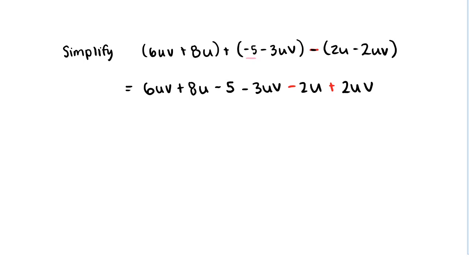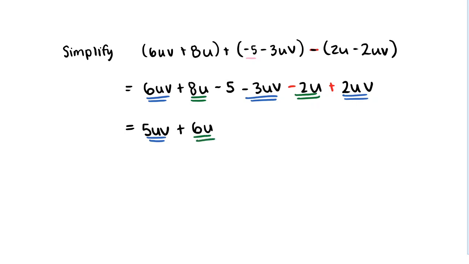Okay, so now we can combine like terms. 6uv, combine that with minus 3uv, comes out to be 3uv. And then adding that with 2uv comes out to be 5uv. Right? So this is 6 minus 3 is 3, and then plus 2 gives us 5. Right? So this is 5 sets of that uv term. And then we have 8u and minus 2u. So this is 6 sets of that u term.